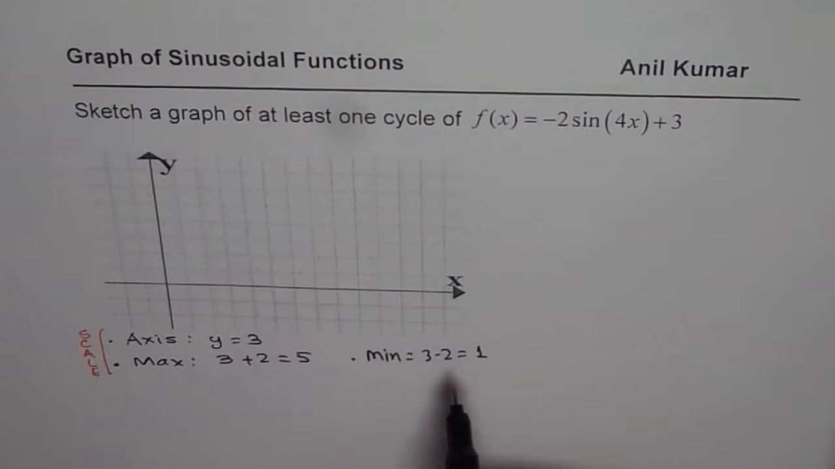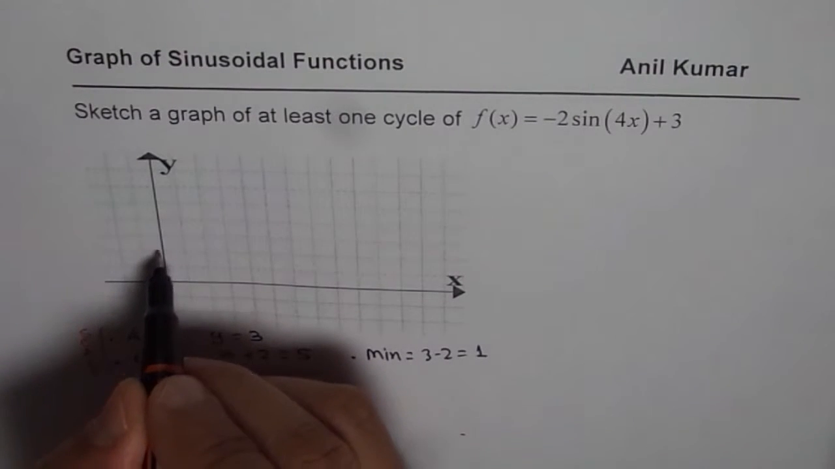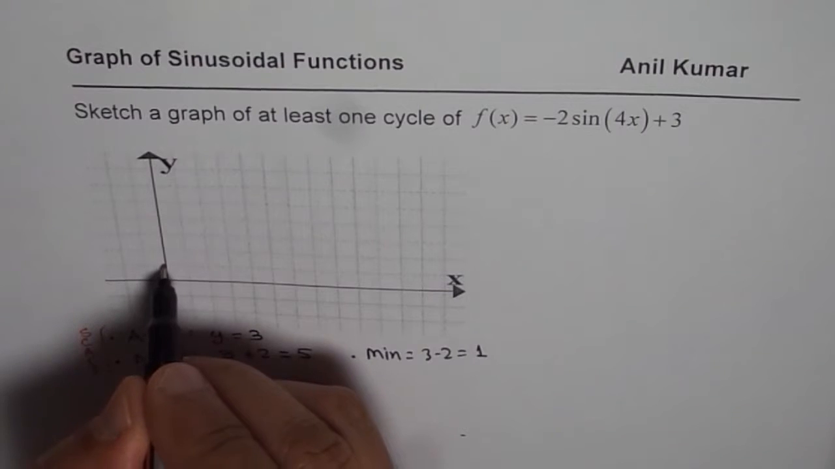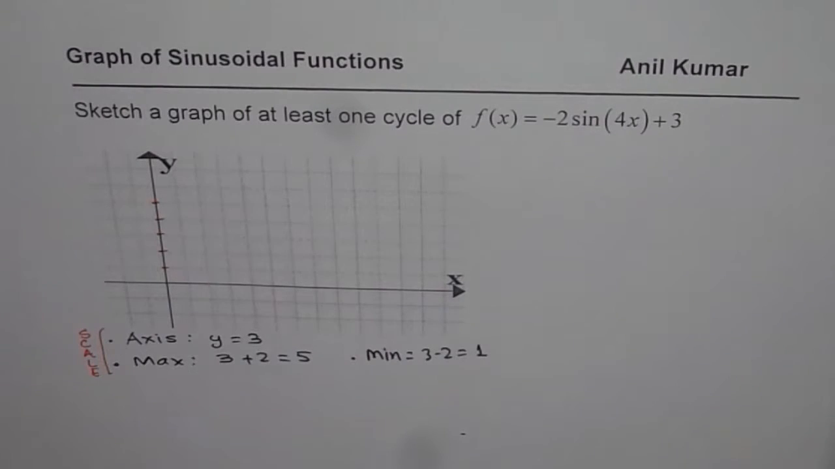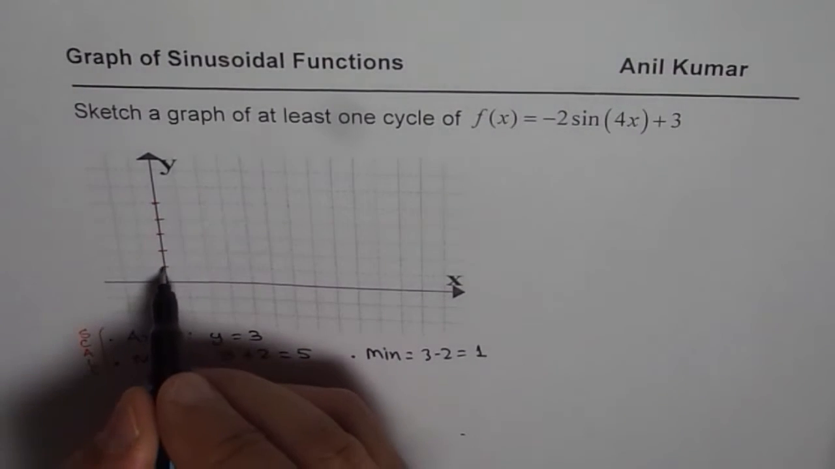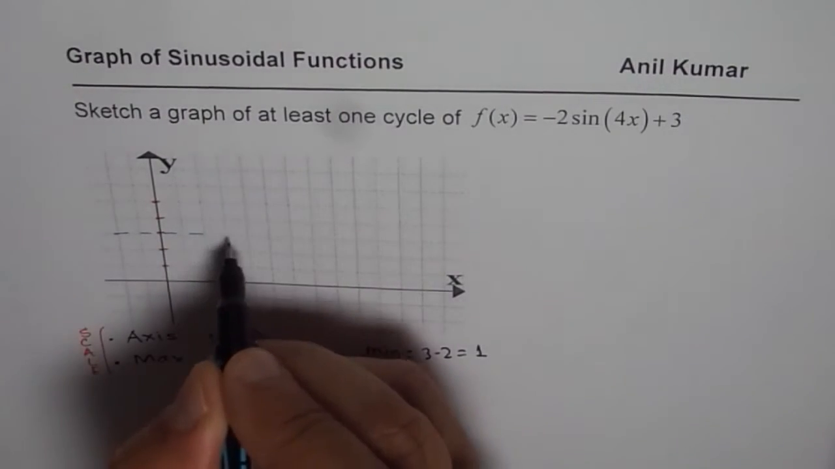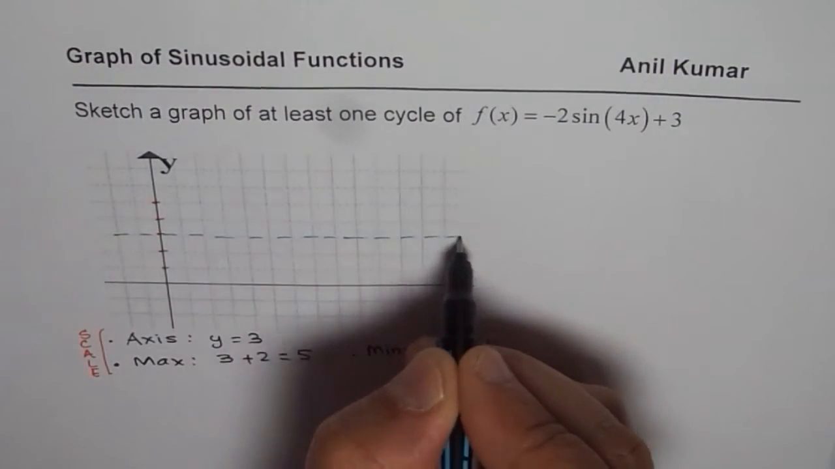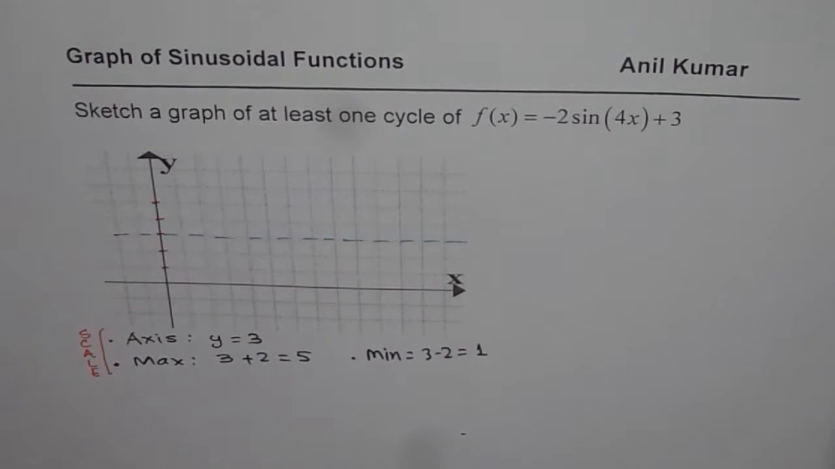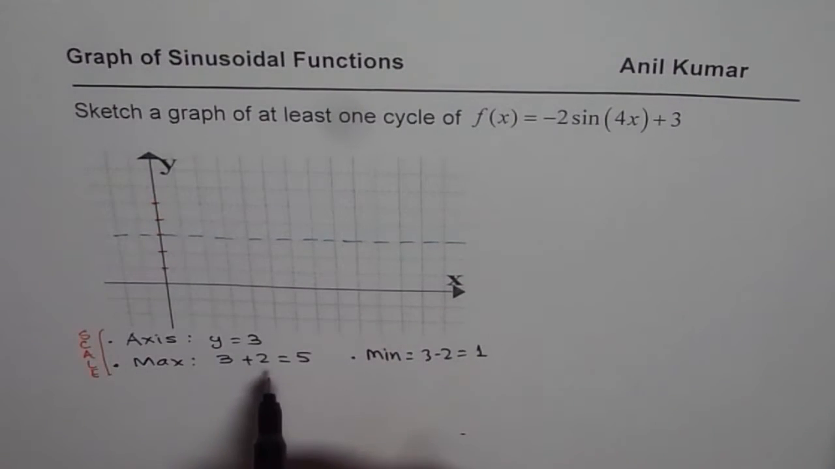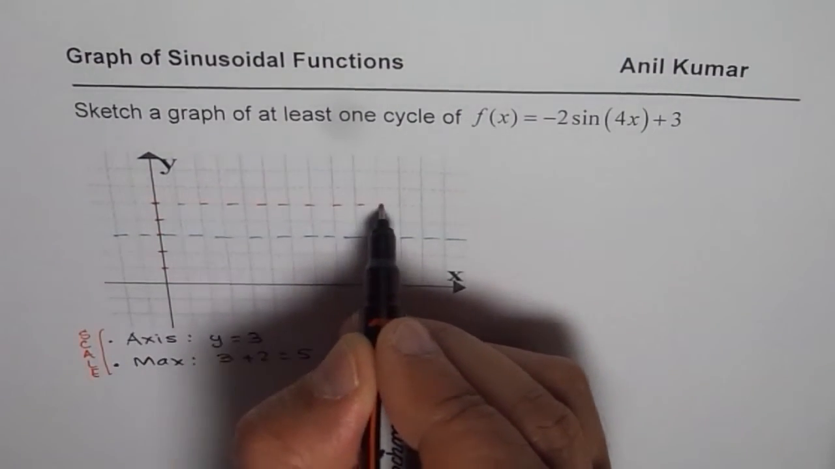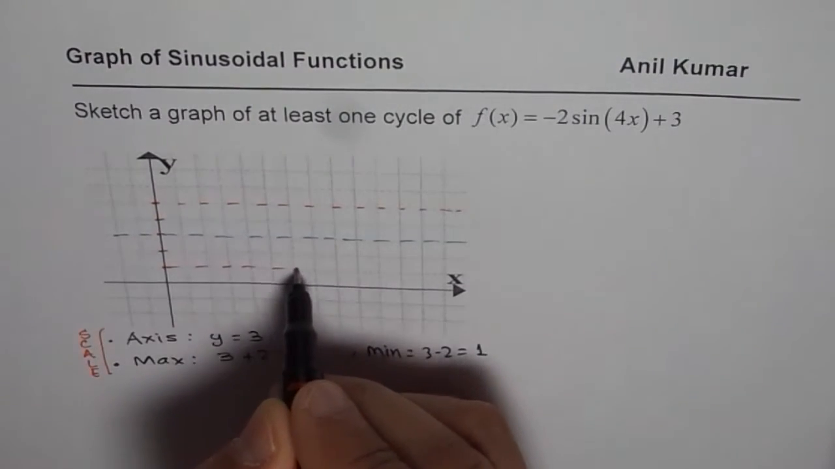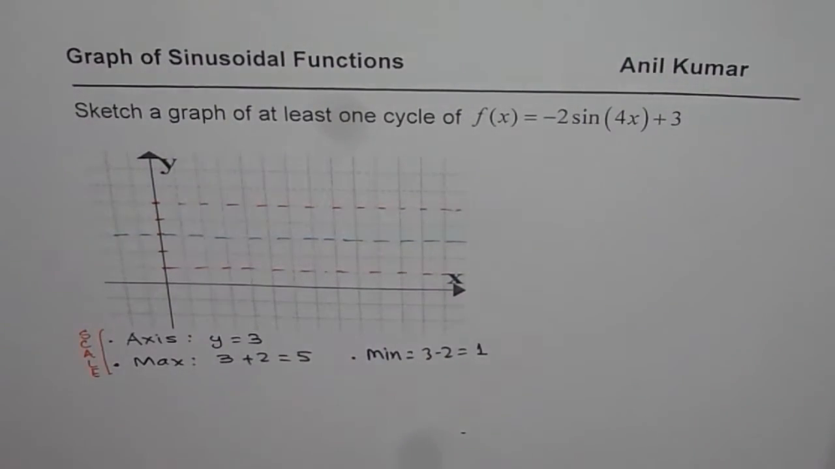So I have got so many divisions. Maximum is 5. So 1, 2, 3. I can't go, so I have to go by ones, right? So 1, 2, 3, 4, 5. Now once we have the axis, it's good practice to draw the dotted line to indicate the axis itself. So this is my axis, which is at 3. Then we have maximum and minimum. So I'm again drawing maximum and minimum dotted lines just to indicate that that is my range and I don't have to overshoot, right? So my sinusoidal function is going to be within these limits vertically.